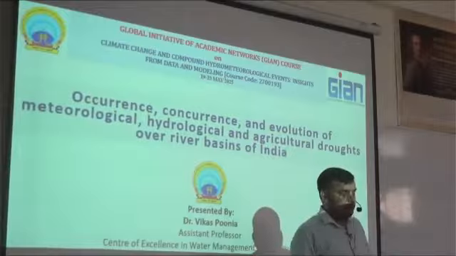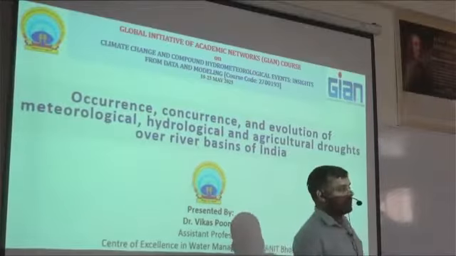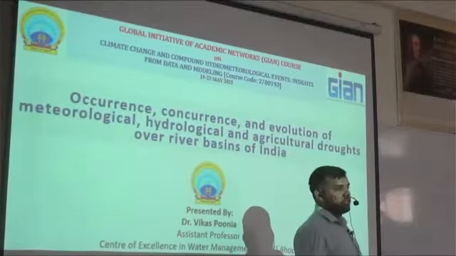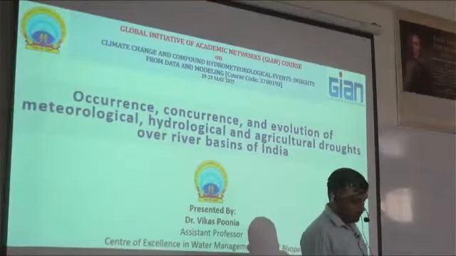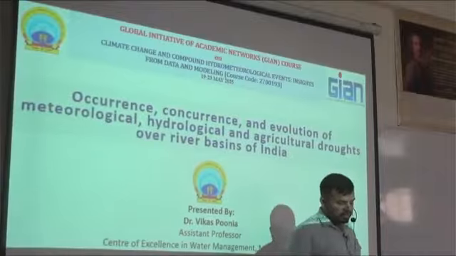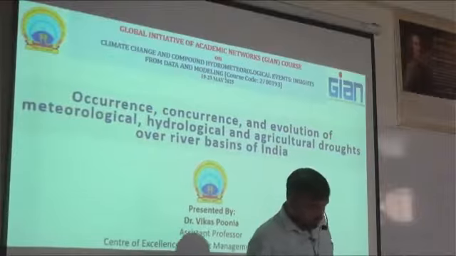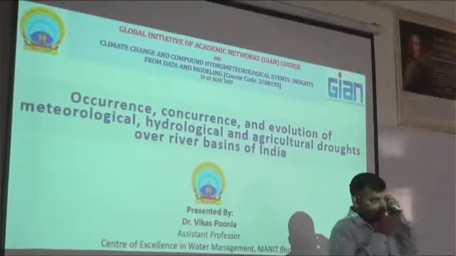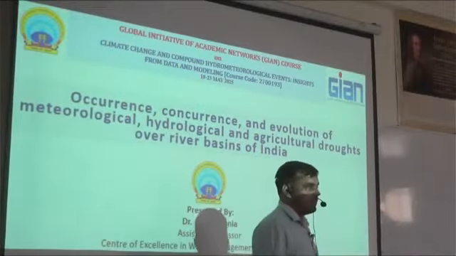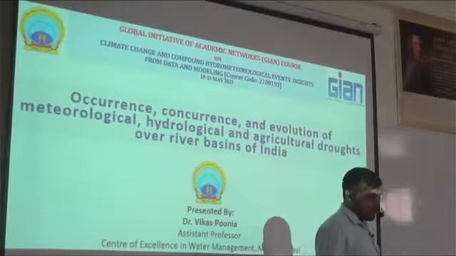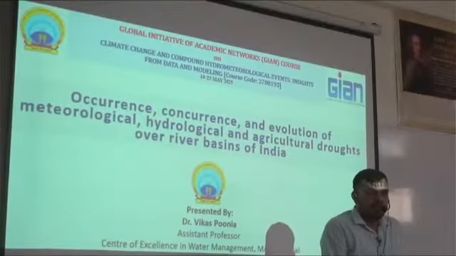So in this, initially we will discuss the reason behind carrying out this study, then what the input data sets are, what the code we have used in this study is, and what input files we have. In this we will discuss the occurrence, concurrence and evolution of meteorological drought across Indian river basins. I think you know about the occurrence or distribution. That is a very common word. What do you mean by concurrence? Any idea about concurrence?